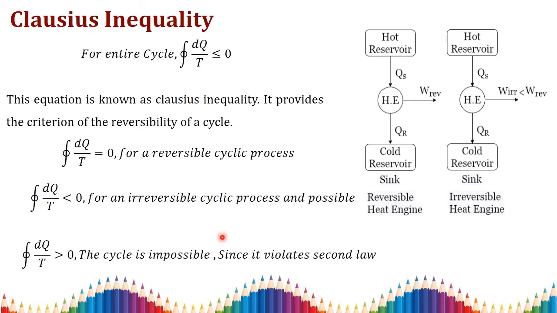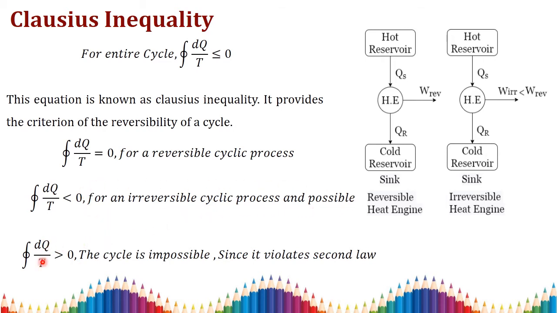As a result, for an entire cycle, the cyclic integral of dq by T is less than or equal to 0. This equation is known as the Clausius inequality. There are some criteria: when the cyclic integral of dq by T is equal to 0, the process is said to be a reversible cyclic process. When dq by T is less than 0, it is an irreversible cyclic process, and it is a possible cycle also.